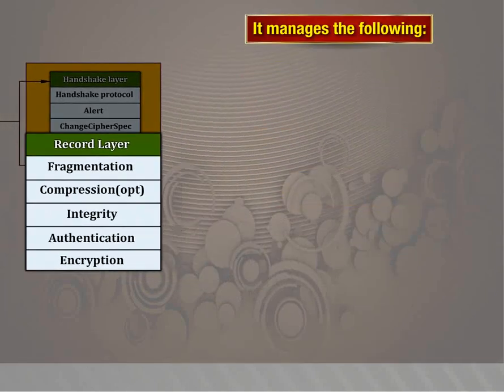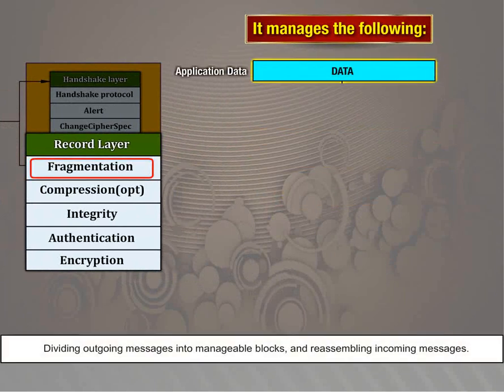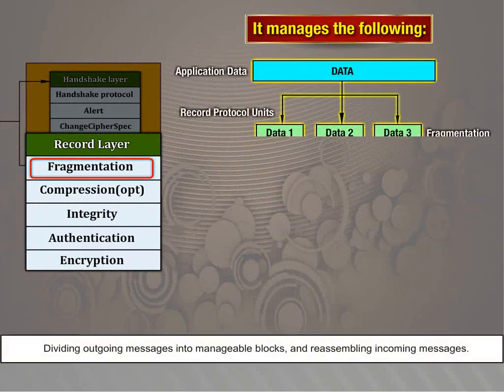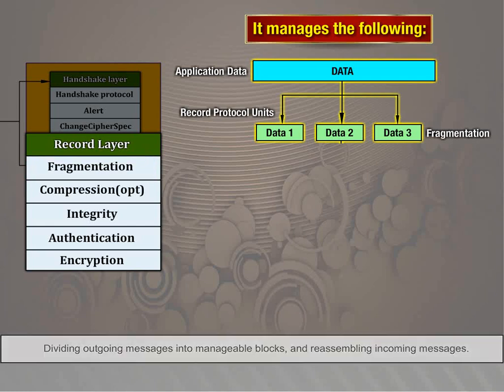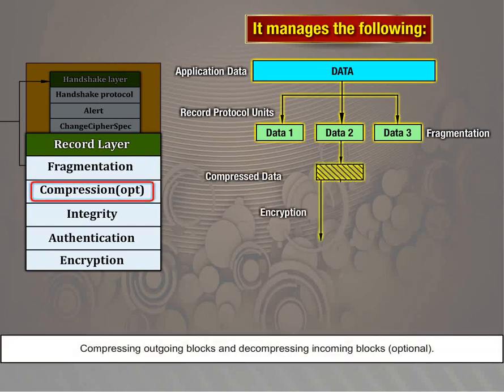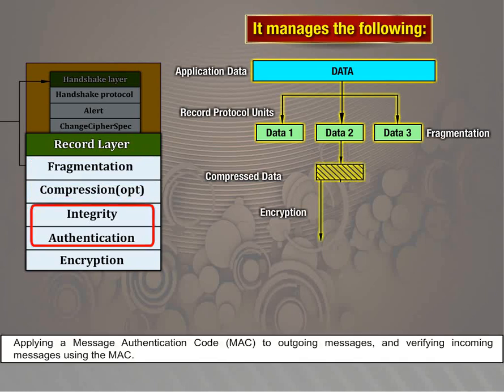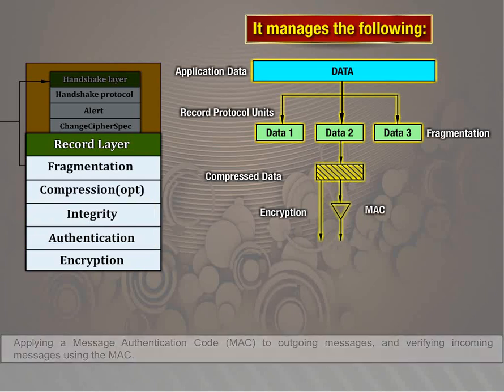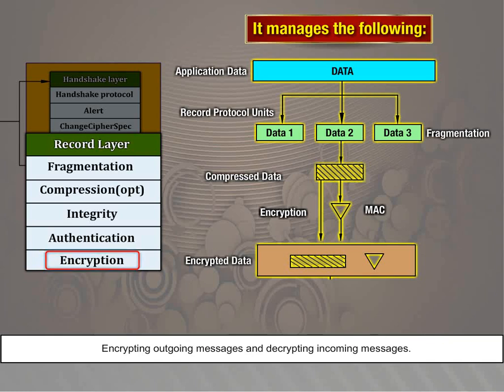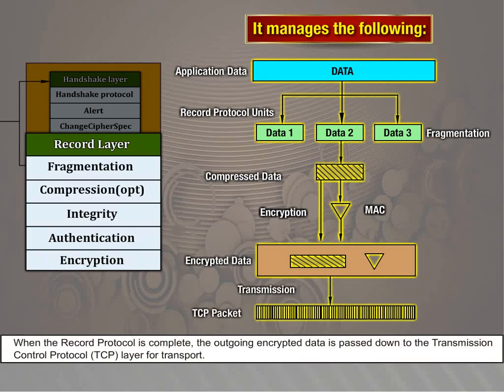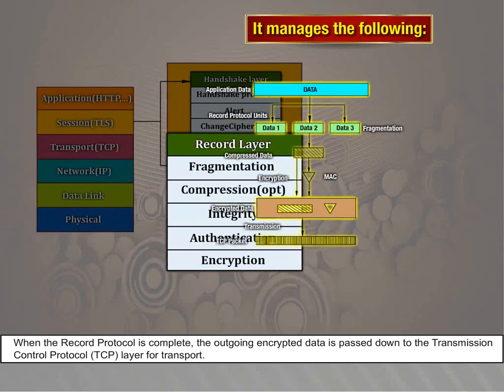It manages the following: dividing outgoing messages into manageable blocks and reassembling incoming messages, compressing outgoing blocks and decompressing incoming blocks, optional, applying a message authentication code MAC to outgoing messages and verifying incoming messages using the MAC, encrypting outgoing messages and decrypting incoming messages. When the record protocol is complete, the outgoing encrypted data is passed down to the Transmission Control Protocol (TCP) layer for transport.